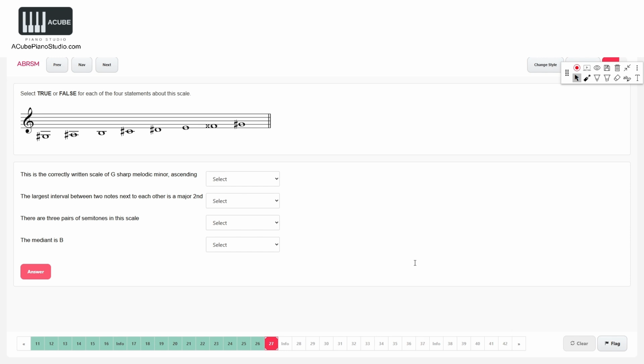Okay. Next, let's take a look at this. Basically this is a true and false question. This is the correctly written scale of G sharp melodic minor ascending, so G sharp to G sharp. Let's first look at G sharp. G sharp minor has 5 sharps, like B major. So you have F sharp, C sharp, G sharp, D sharp, and A sharp.